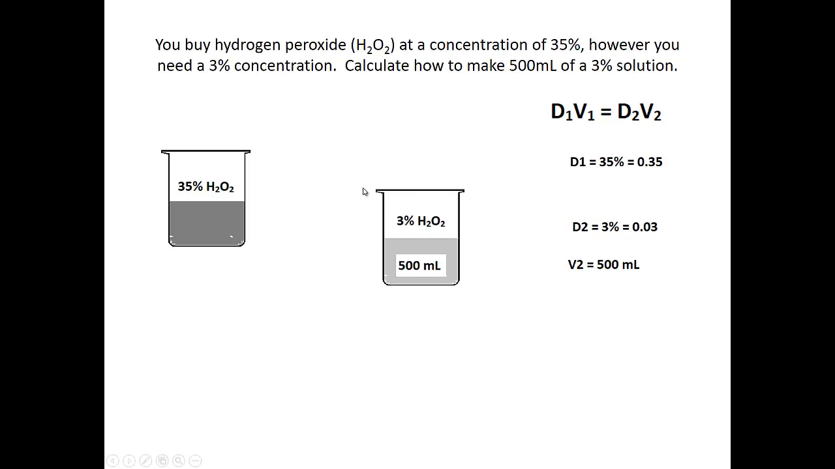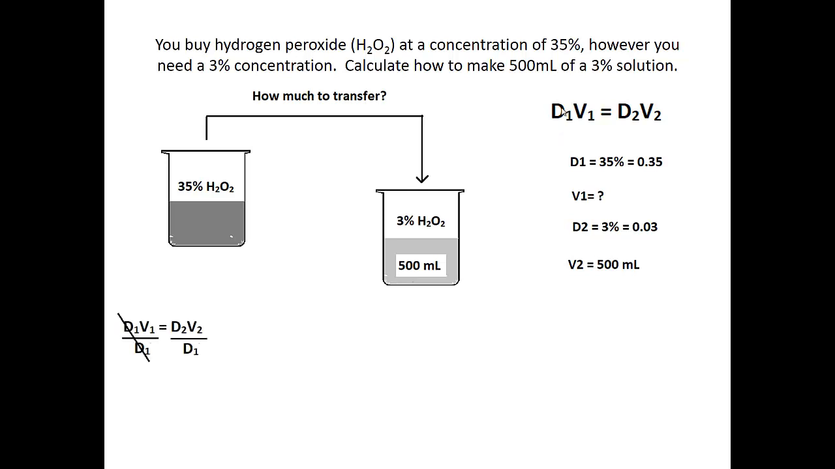So what that means is that we actually don't know V1, which is how much of this initial 35% we need to use. So the question becomes, how much of this do we want to transfer in order to make this dilution? Because we only need a small amount of this. We're going to be reducing the concentration, diluting it with water, so we only need a small amount of the starting concentration. How much of that do we need to make 500 mLs? I'll explain further as we go here.